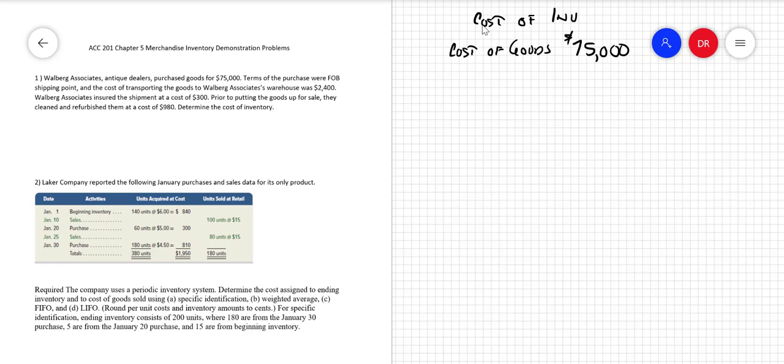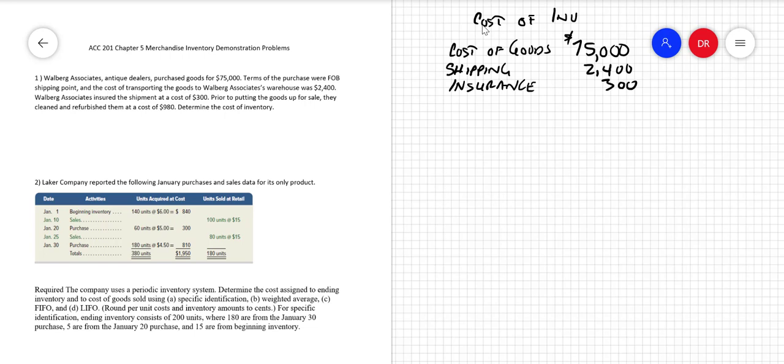When we say FOB shipping point, that means the purchaser pays. When we say FOB, it's free on board. It's free on board at the shipping point, which means that as the purchaser, we're paying for those. So shipping costs are something Wahlberg pays. That's $2,400. Okay. They also paid for insurance to cover the goods while they were in transit. The insurance was $300.